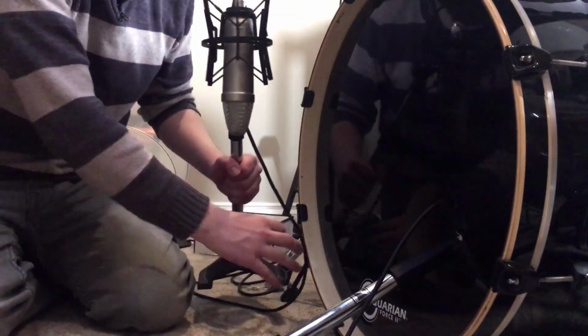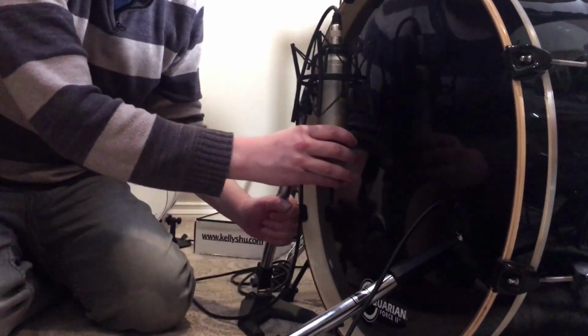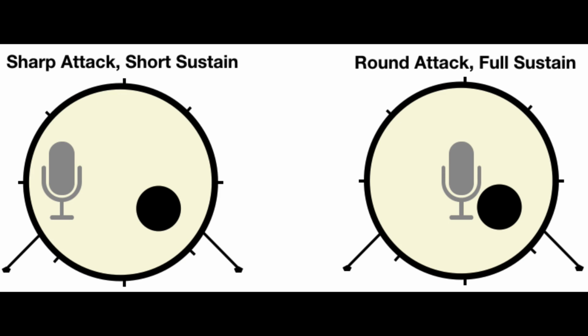You can shape the sound of the microphone outside the kick drum by moving its position offset the center of the bass drum. If you have the microphone placed in the center of the drum, it will have the fullest sustain and a more round attack sound. And as you move it to the edge of the drum, that attack is going to be emphasized and you're going to get a shorter note.